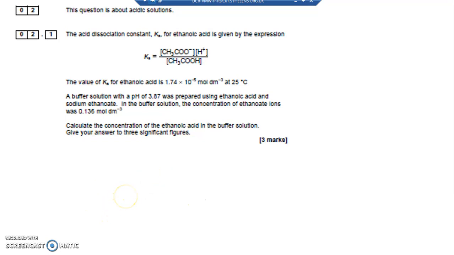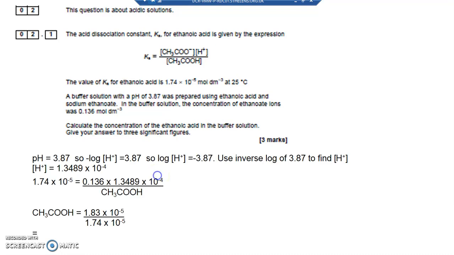A buffer solution with a pH of 3.87. So why have I been given 3.87? The only reason I've been given a pH of 3.87 is because pH is minus log to the base 10 of hydrogen ion concentration. They want me to use the pH to work out H plus concentration. So that's the first thing that they want me to do.